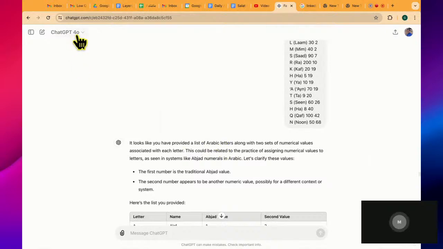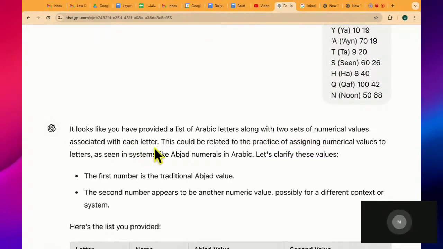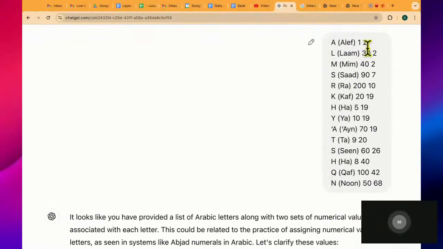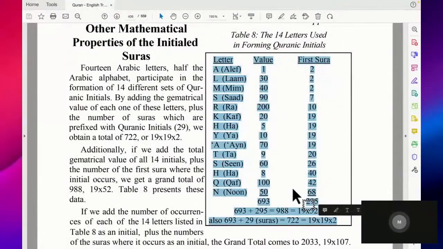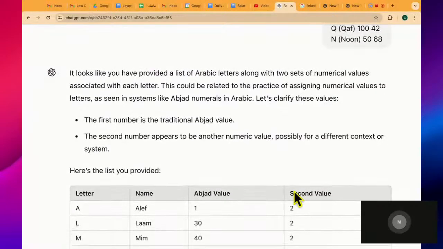At least 4.0, which is the newest version of ChatGPT, understands what it is, and it says that it looks like you have provided a list of Arabic letters along with 2 sets of numerical values associated with each letter. This could be related to the practice of assigning numerical values to letters as seen in systems like abjad numerals in Arabic. Let's clarify these. Okay, so I didn't understand what the second part is, because I didn't copy the whole section, but if I copy the whole section, probably it will understand. It doesn't matter. We want to get to the calculations.